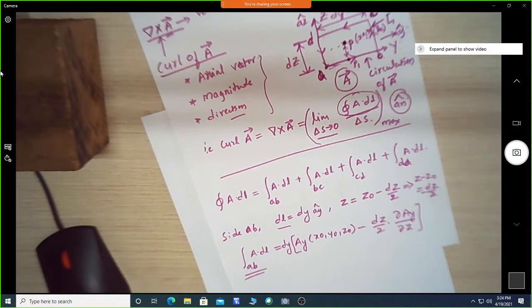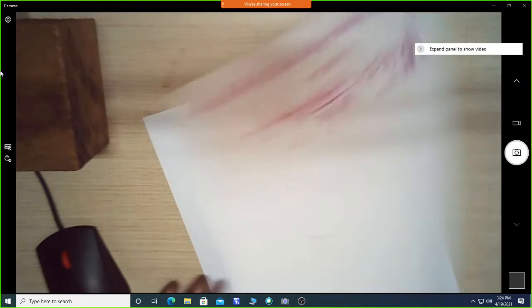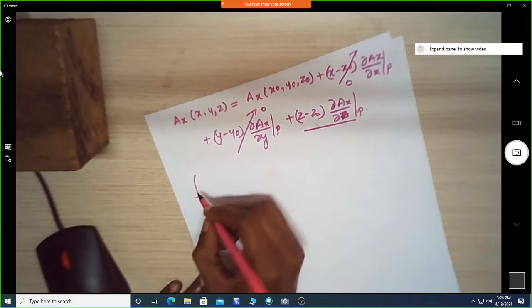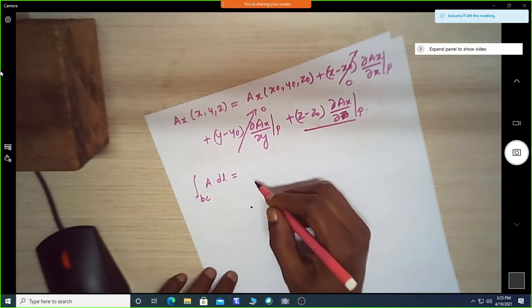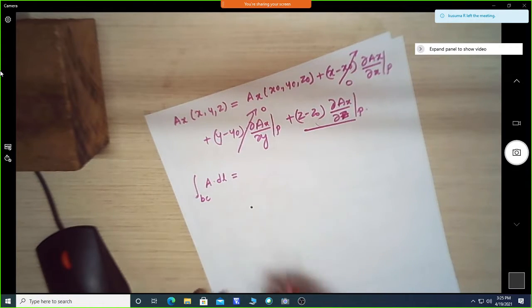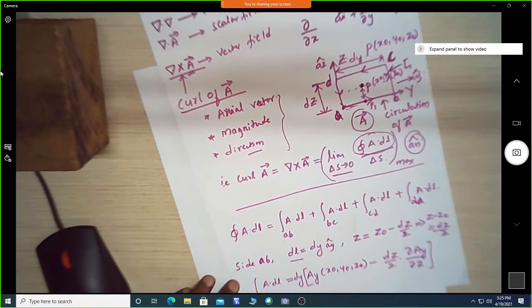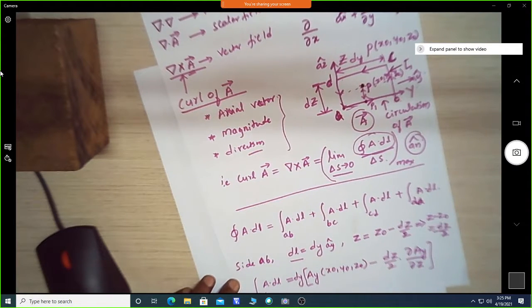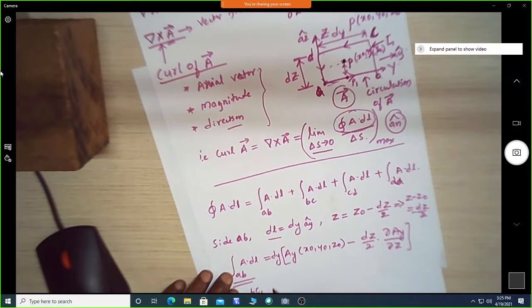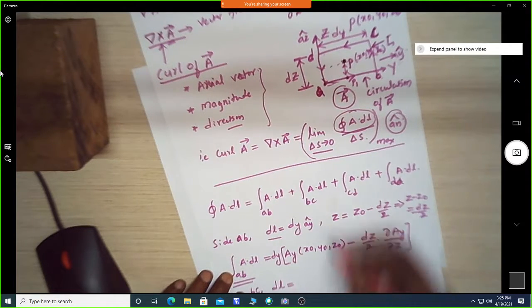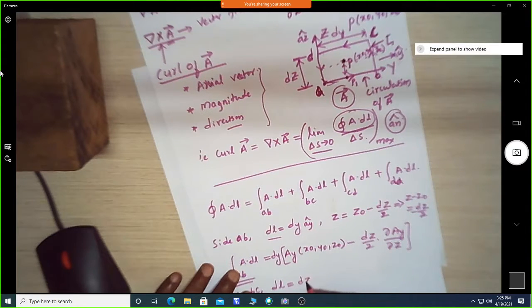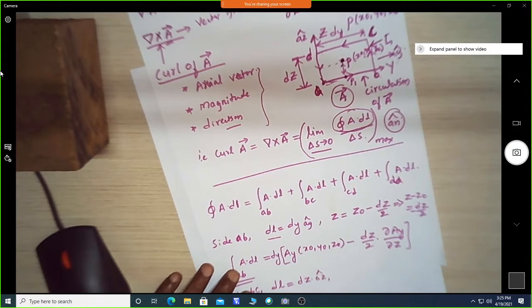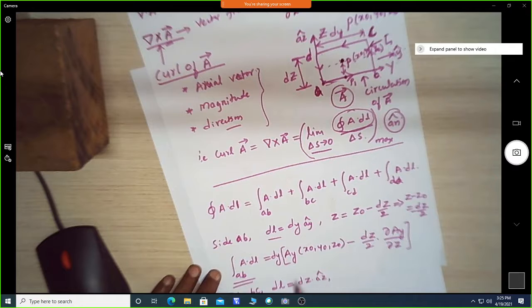Now if I take the line BC, A dot dl, what is the variation? We can see here for side BC, what is dl? The variation for BC is in the z direction, so that's why it is dz into az. So the variation is dz into az.